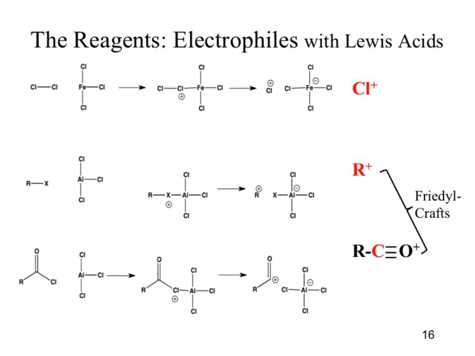We could look at the names given to each of these. If we use chlorine or bromine, what we end up looking at is some kind of halogenation for our substitution. If it's an R group, we're looking at an alkylation. The full name given to it would be a Friedel-Crafts alkylation. For the last one, Friedel-Crafts acylation, because we have attached an acyl group. This is what is an acyl group.